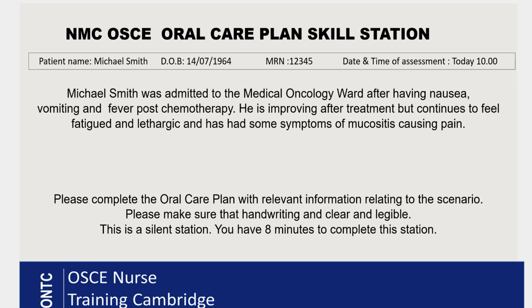Please make sure your handwriting is clear and legible, because it's a written station. This is a silent station. You have 8 minutes to complete this station, and they will give you a sheet to write your answers. So that's what it is. We have read the scenario now, and we have completed the oral health assessment tool form already. Now we just need to write the answers for this scenario.